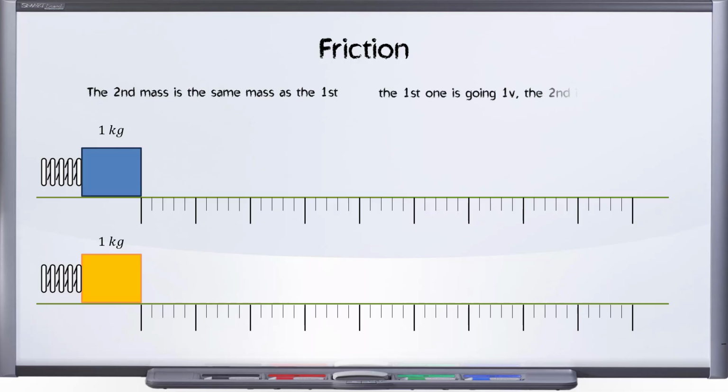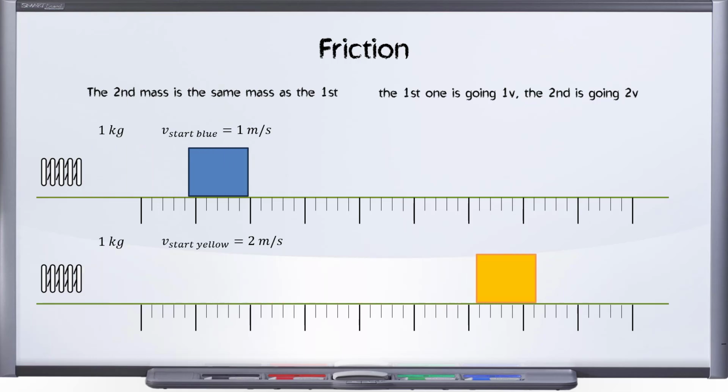But you have specified that the first one is going 1V and the second is going 2V. So let's give those some units. We'll call them 1 meter per second and 2 meters per second. So we're going to launch these guys. We launched the blue one at 1 meter per second. We launched the yellow one at 2 meters per second. And what's going to happen? Boom! We'll see that because the yellow one is going faster, it goes farther.